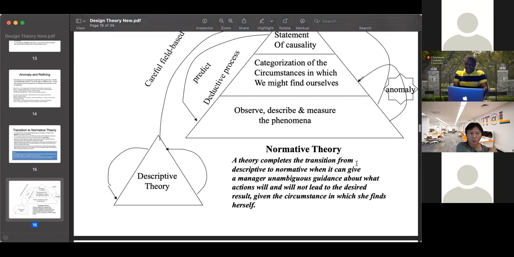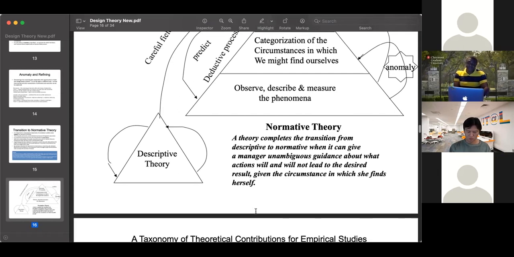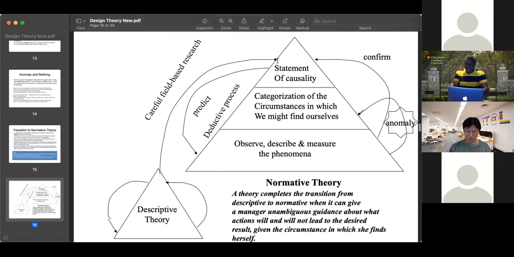A theory completes the transition from descriptive to normative when it can give a manager unambiguous guidance about what actions will and will not lead to desired results, given the circumstances she finds herself in. That is prediction. Normative theory means that a theory can now predict accurately what is going to happen given the same contingent conditions. So you move from descriptive theory to a statement of causality. You observe, describe, and measure the phenomenon, then come the categorization, frameworks and typologies, and then the statement of model. Instead of a model here, you have a statement of causality. With all this, you have a normative theory.